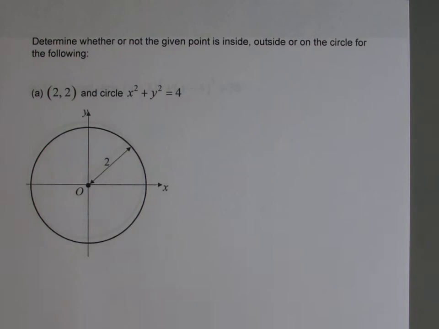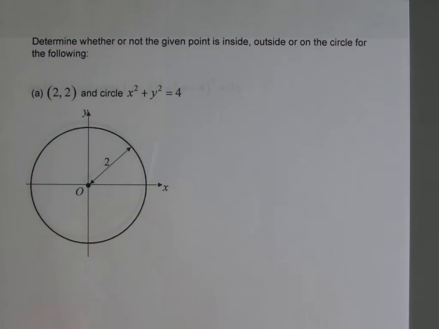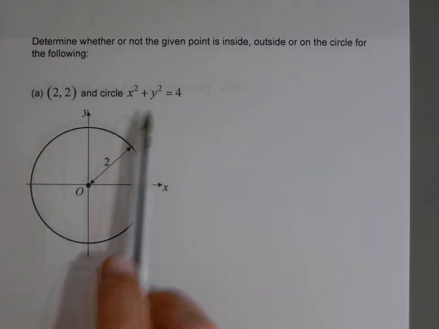Okay, determine whether or not the given point is inside, outside, or on the circle for the following. So the given point here is (2, 2), and the circle is x squared plus y squared equals 4. Now what I've done here is sort of drawn this on the computer to actually show that circle. And this is a really simple circle, isn't it?